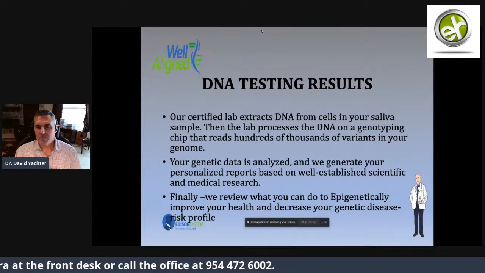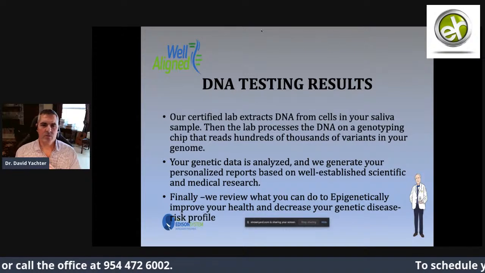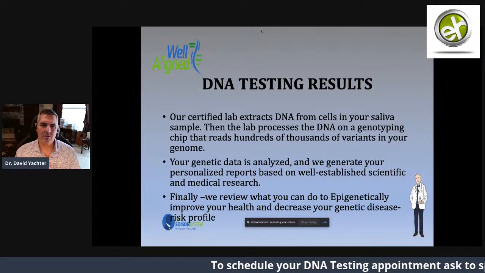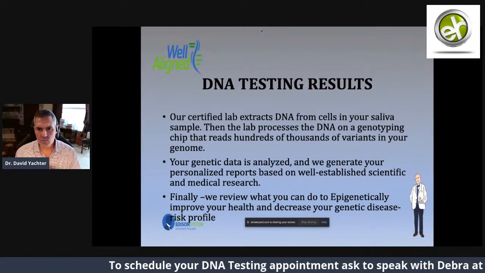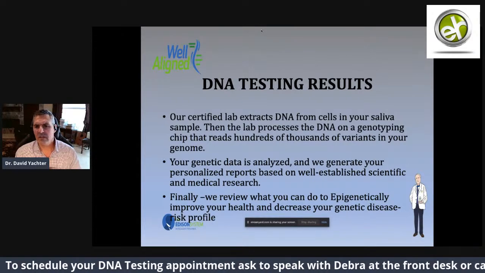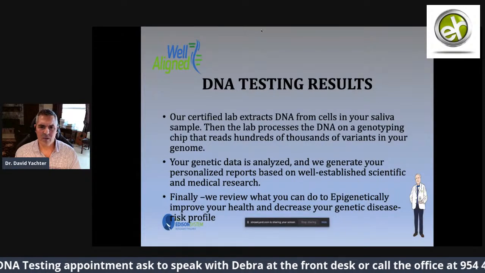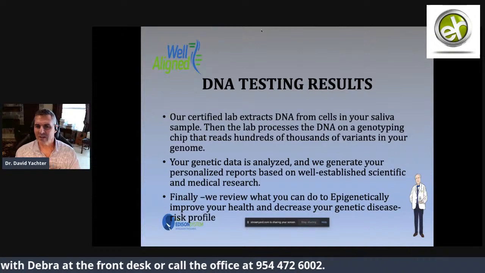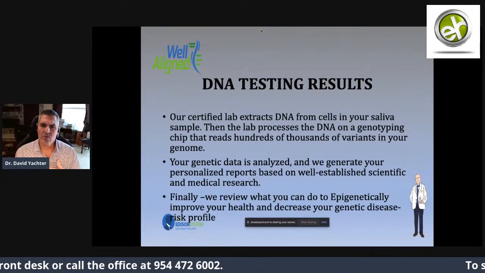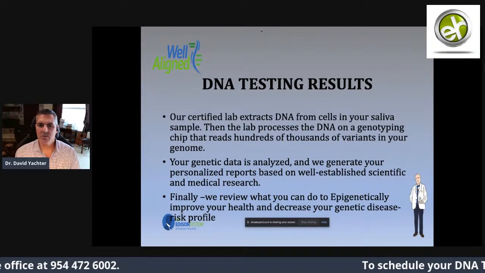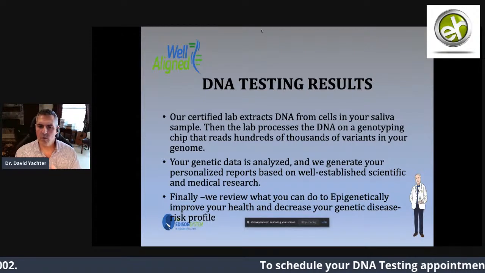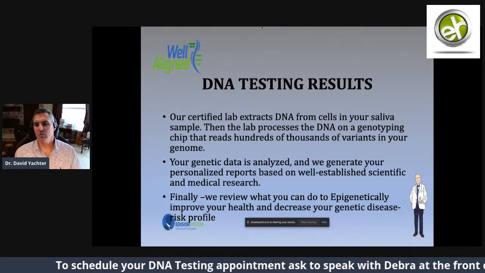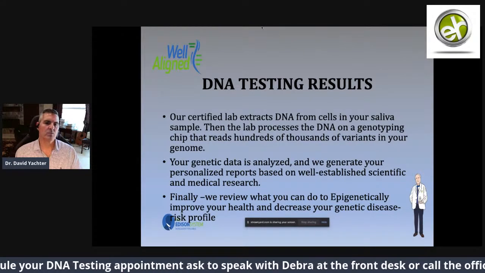So in looking at this very specifically, to eliminate the guesswork, we do DNA testing. The lab that we use, a certified lab, extracts the DNA from your cells. We get that from your saliva. The lab processes the DNA on a genotyping chip that reads hundreds of thousands of variants in your genome. The genetic data is analyzed, and we generate a personalized report based on well-established scientific and medical research. And finally, we review with you exactly what you can do to epigenetically improve your health and decrease your genetic disease risk profile.